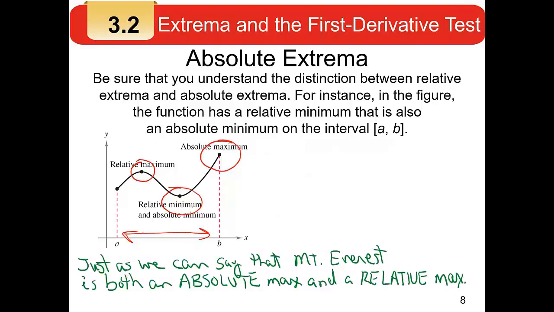And again, going back to the Mount Everest example, it's the same. In the same sense, we could say that Mount Everest is both an absolute max and a relative max. In the area around Mount Everest, it is the highest point. That makes it a relative max. But globally, it's also the highest point, so it makes it an absolute max as well.